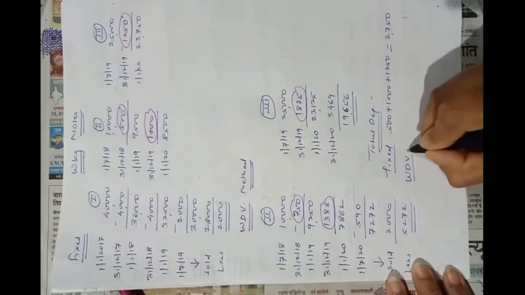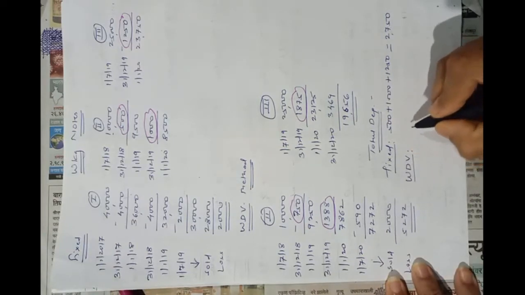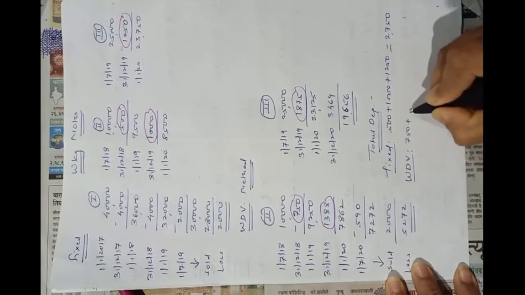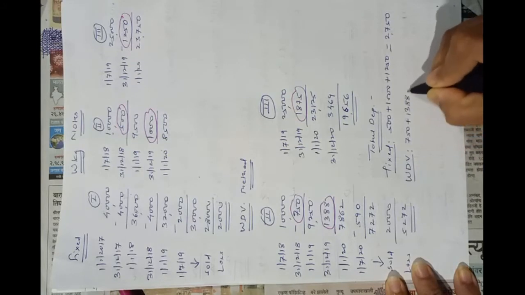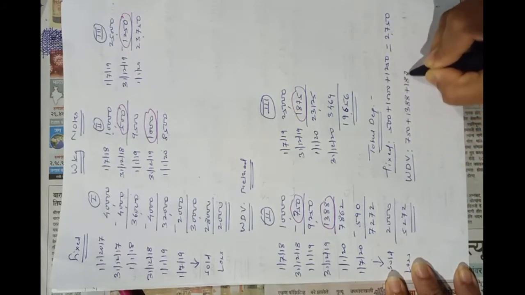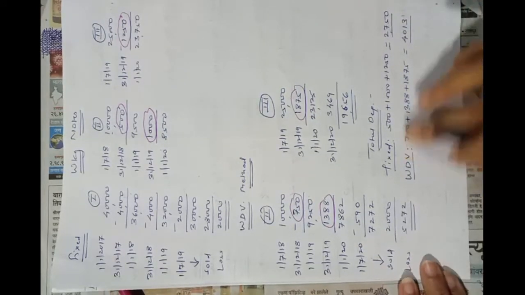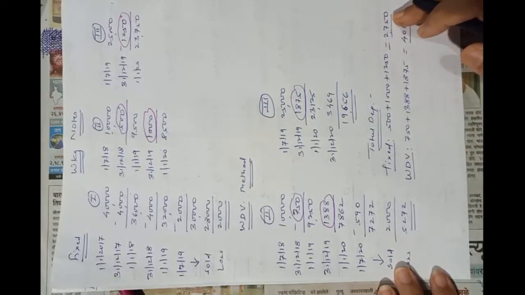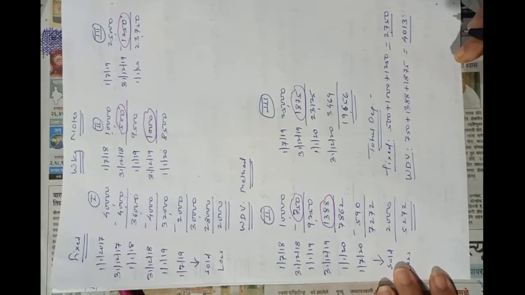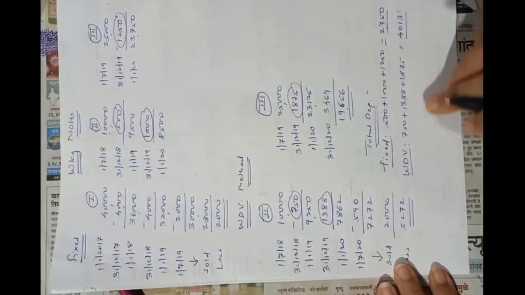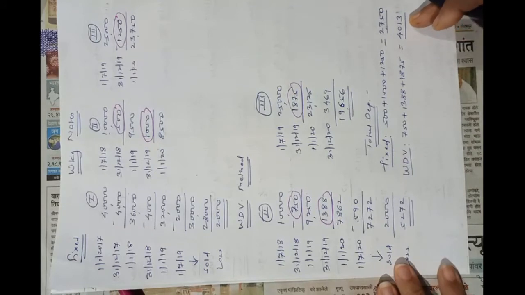So it is 750 plus 1875. So it is 4013. Okay, so total depreciation following fixed method is 2750, and total depreciation by written down value method is 4013.